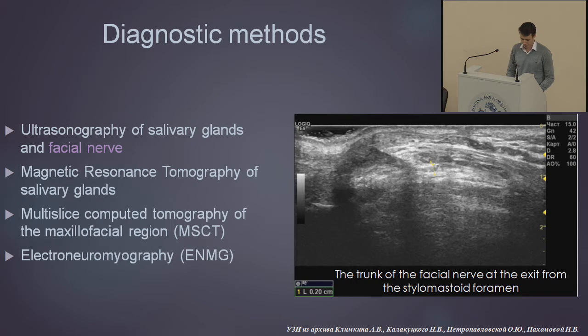The next diagnostic method is magnetic resonance tomography, usually enhanced with contrast, showing the structures of the parotid region and of the maxillofacial sphere in general. The next method is multi-slice computed tomography, used for excluding bone involvement in the tumor process. And the last one is electroneuromyography, used to determine the initial function of the facial nerve.